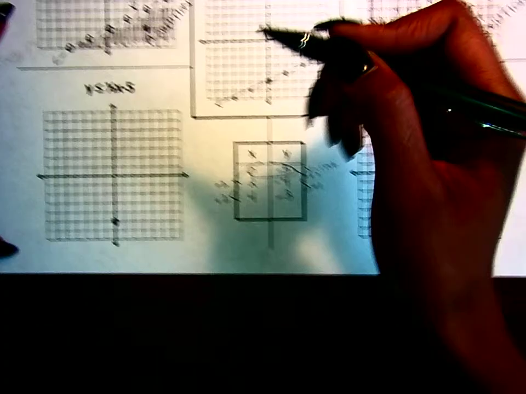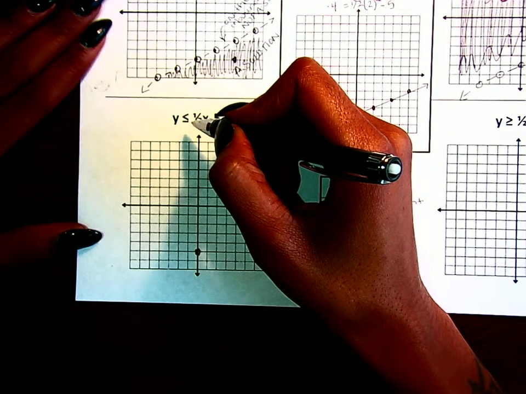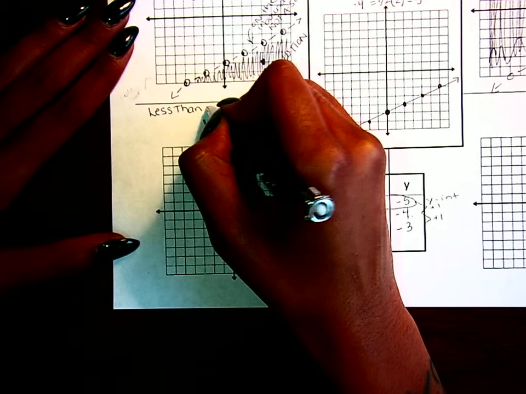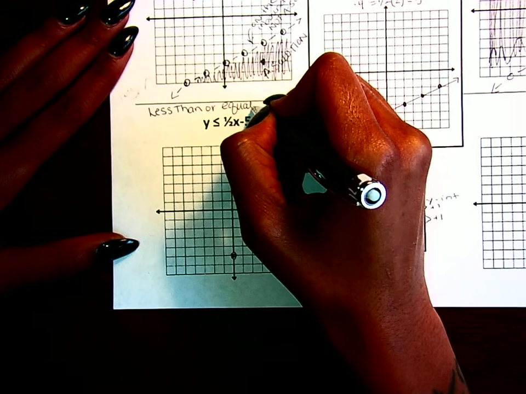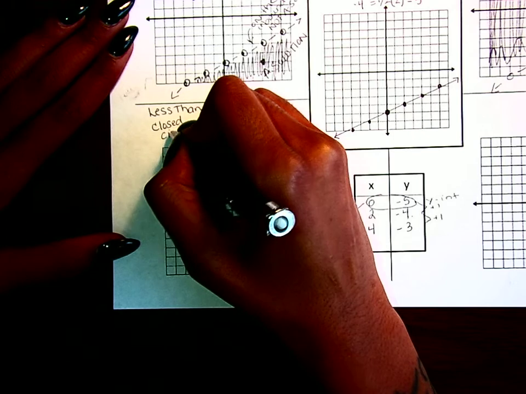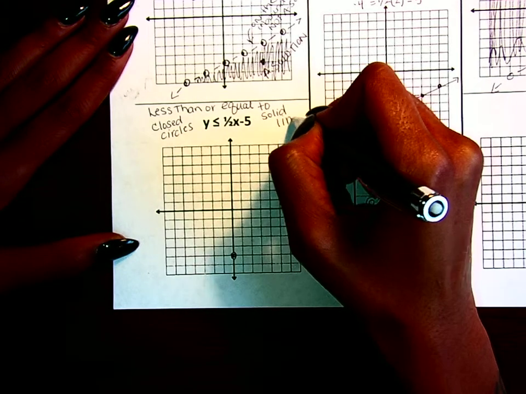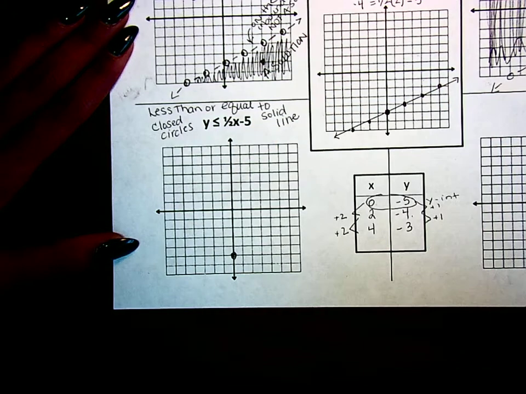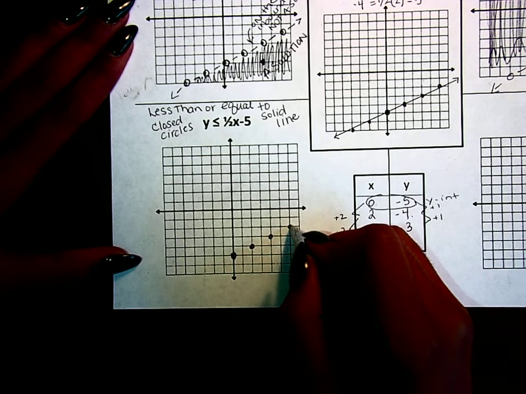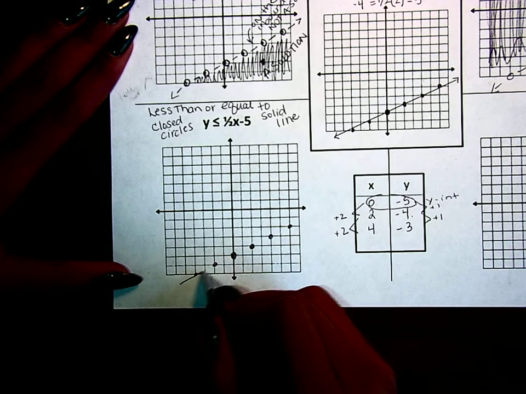And notice, this time, real quick, I'm sorry, I kind of skipped this part. What kind of symbol is this? Less than or equal to. Good. Which means I'm going to have closed circles. What kind of line do you think I'm going to have? Solid line. So when I plot my points, they're closed circles. And just like my line here, it's going to be a solid line.